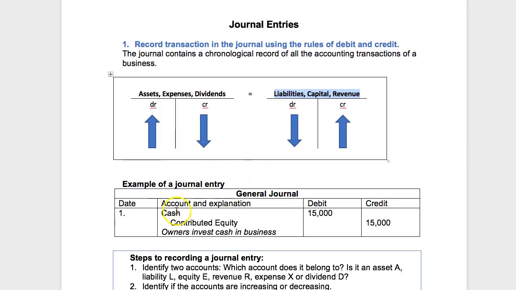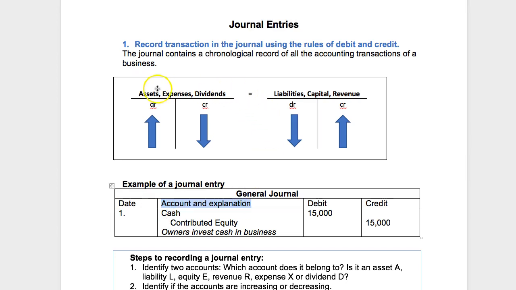So here is an example of what a journal will look like. We have a column for the date. Sometimes the question doesn't give you the date, it just says number 1, number 2, so just put that there. Then we have the two accounts.